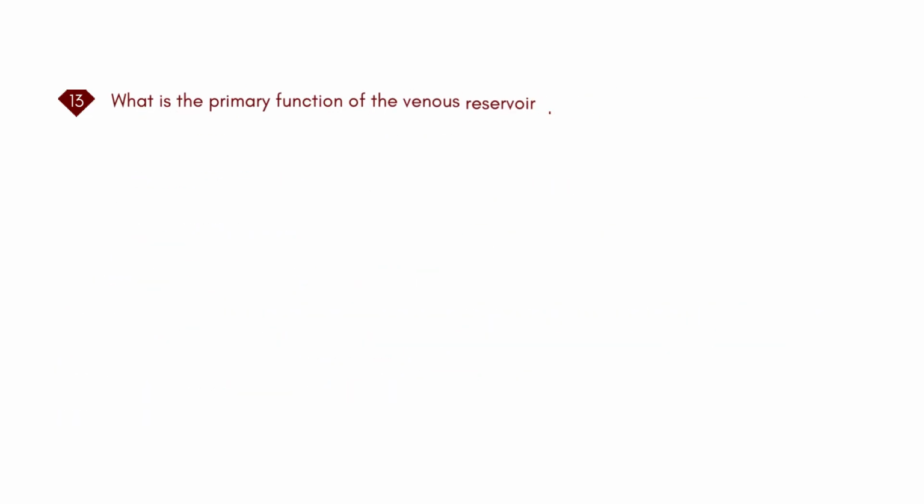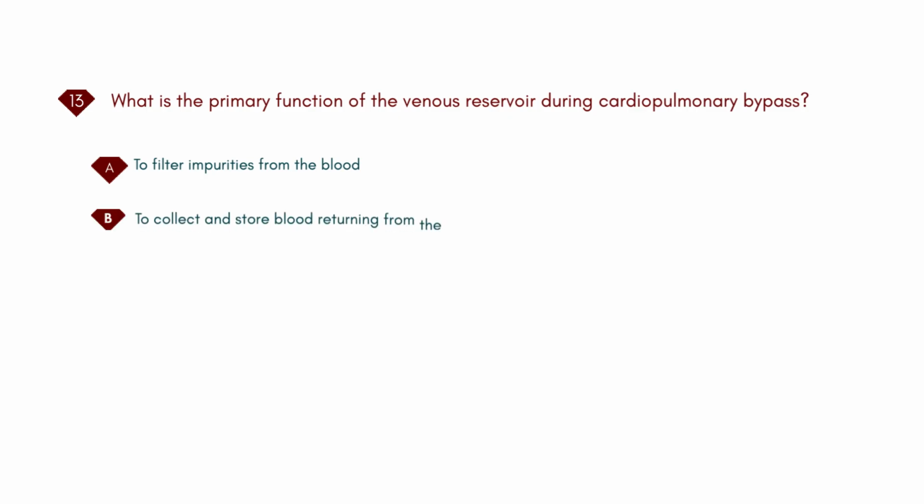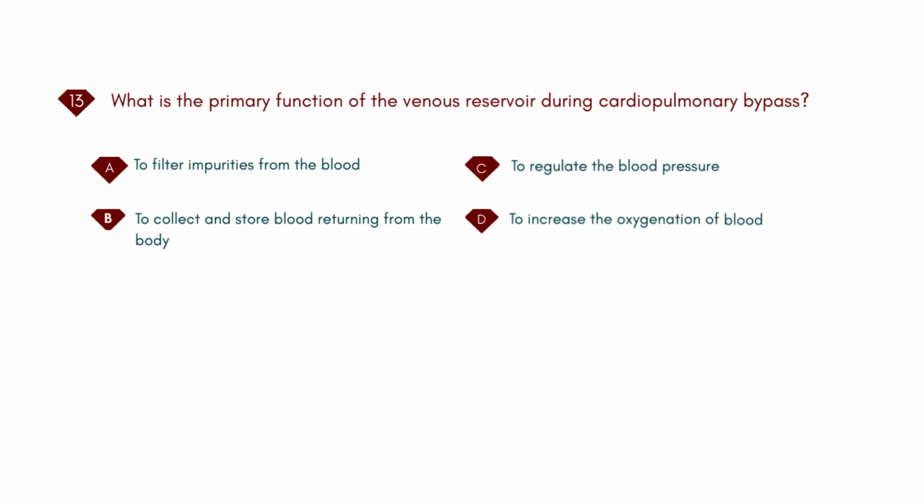What is the primary function of the venous reservoir during cardiopulmonary bypass? A. To filter impurities from the blood. B. To collect and store blood returning from the body. C. To regulate the blood pressure. D. To increase the oxygenation of blood. Answer: B. To collect and store blood returning from the body.